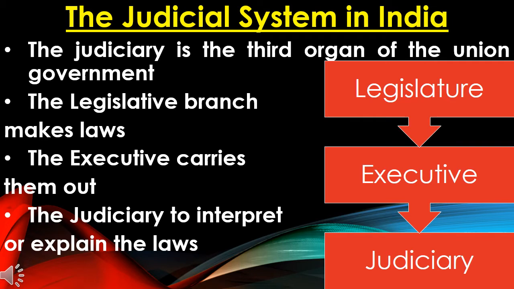The judicial system of India has been organized like a pyramid as a single integrated unit. At the apex of the pyramid, there is the Supreme Court of India. Next to it are the high courts of the states. At the lower level, there are district courts and other subordinate courts. Appeals against the decisions of a lower court can be made to the court immediately above it.